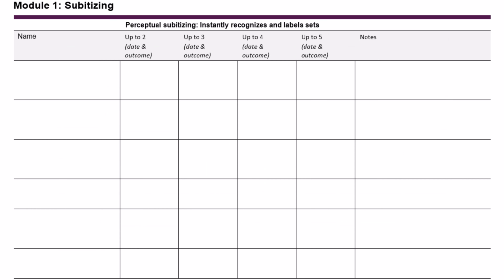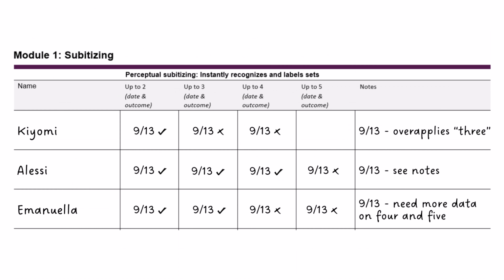Now that you've completed observations for all 3 students, you're ready to update the classroom sheet. Regularly updating the classroom sheet will allow you to track skill progression for individual children and the classroom as a whole, so that you can provide tailored instruction that builds on what children know and can do. Looking at the completed sheet, you can tell that Kiyomi still needs to work on subitizing sets of 3. Emanuela is working on sets of 4, and Alessi is working on sets larger than 4.